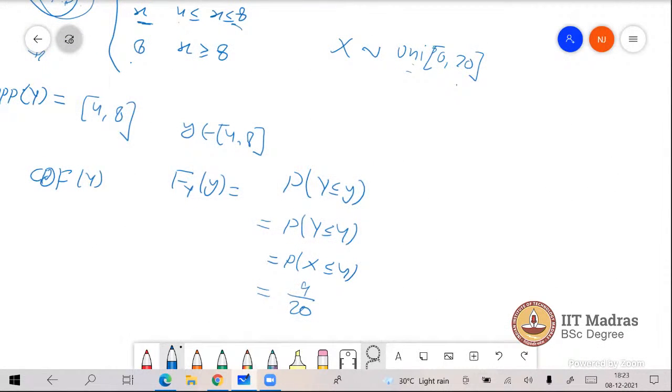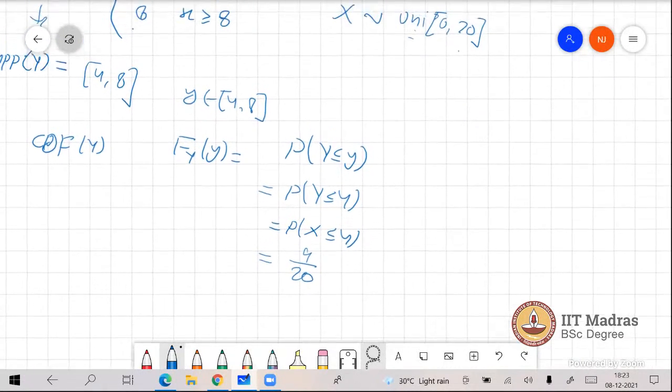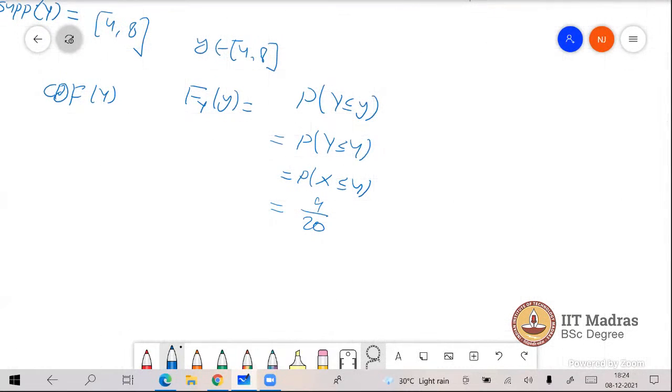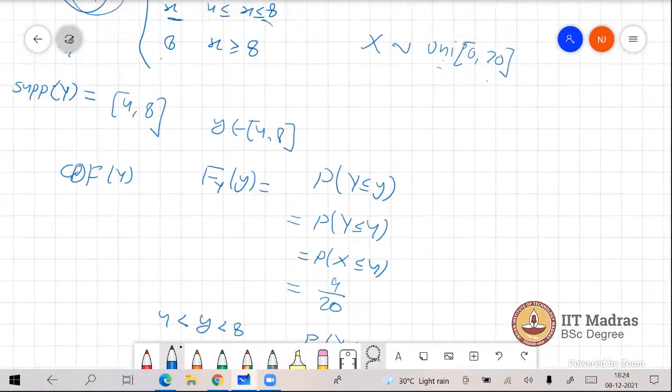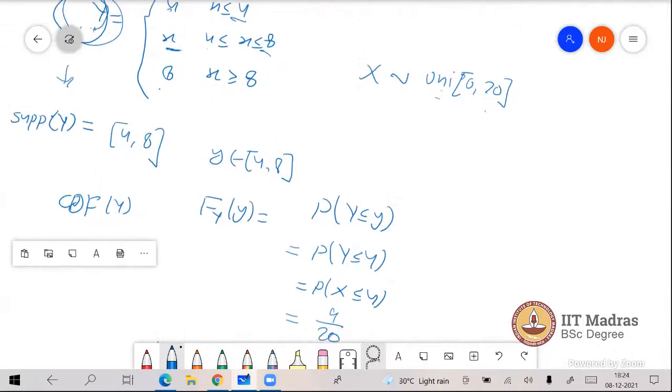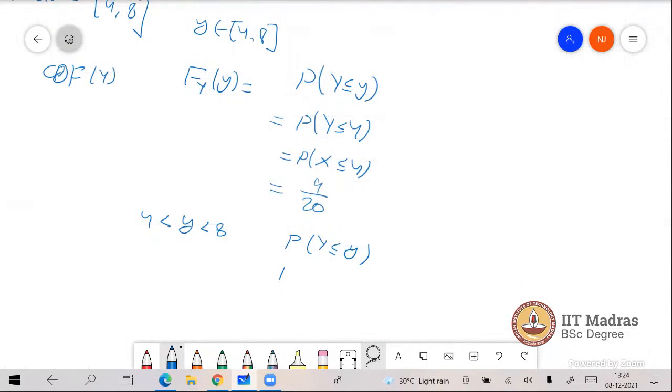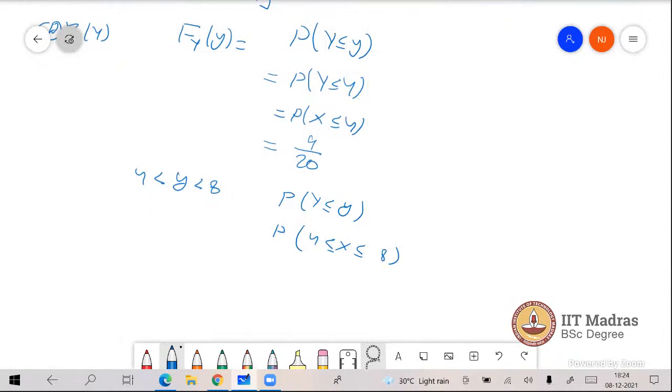X follows uniform 0, 20. Now what if y takes value between 4 to 8? What will be your p by less than or equal to y? It is the same as probability that your x will lie between, isn't it? So what is this probability?